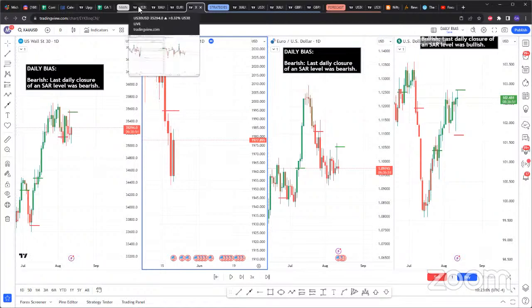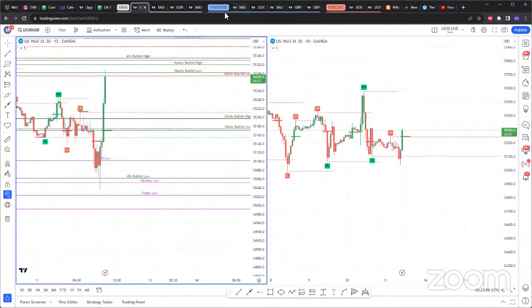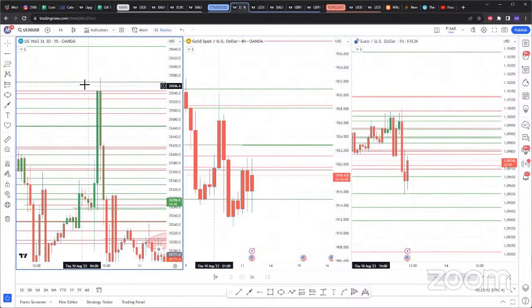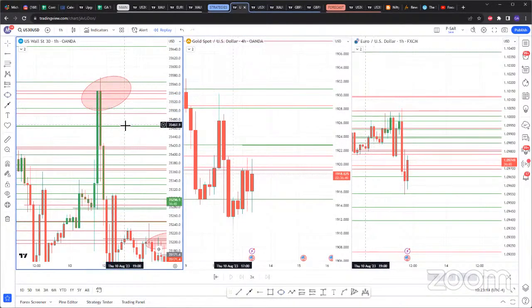So right, when I'm talking about that, think of what happened with US 30 yesterday. US 30 pumped up here. Look where it went to reverse. So I was still bearish on US 30, but look at where it reversed at 3 SAR sell areas. So this is the logic I want you guys to tie in.